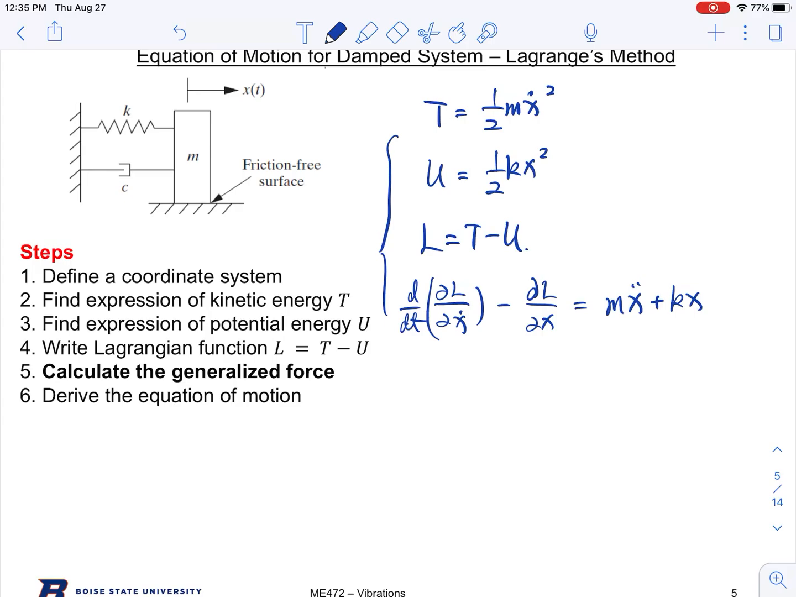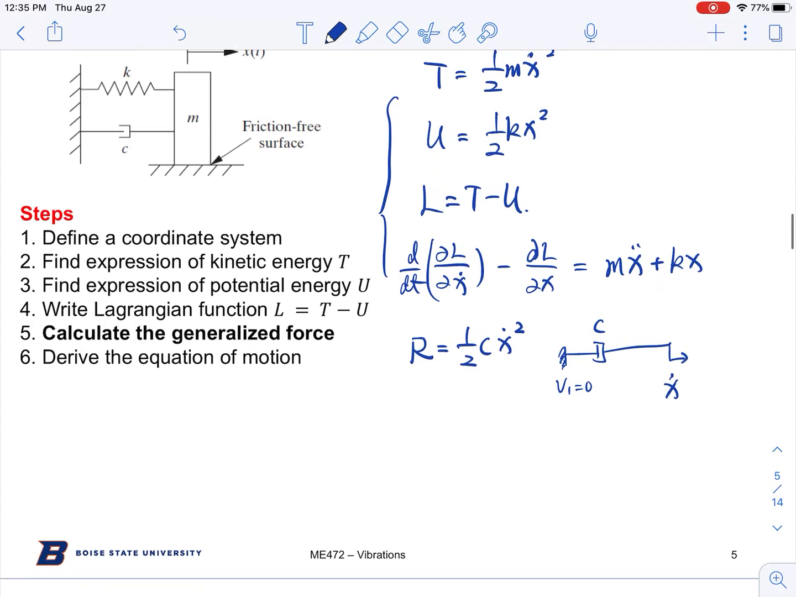For the right hand side, we first need to find the Rayleigh dissipation function R. Let's look at this damper here. The left hand side is fixed, so V1 is 0. The right hand side velocity is x dot, and the coefficient is c, so R is half c x dot squared. Then, to find Q, it is minus partial R partial x dot.